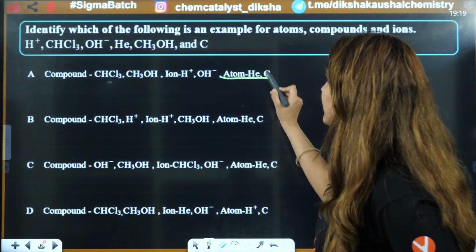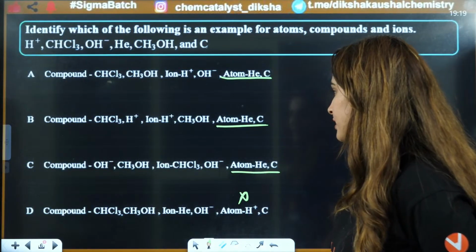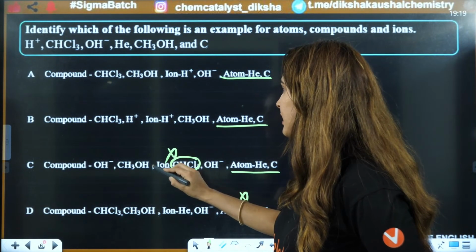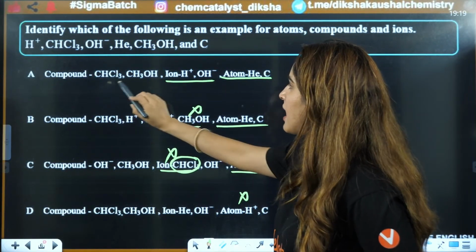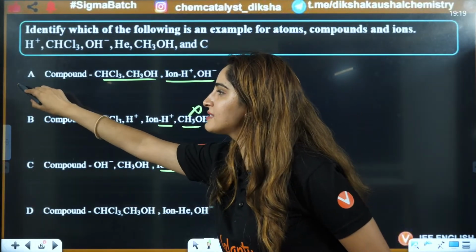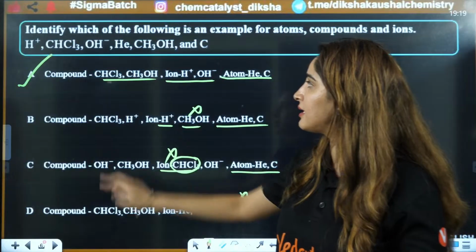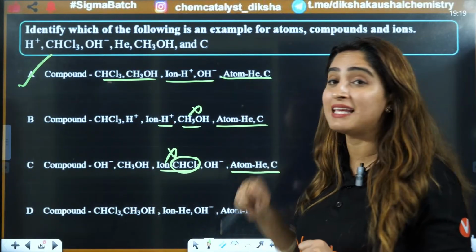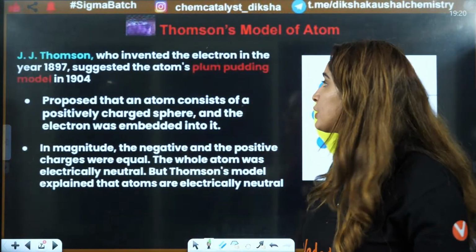Helium and carbon are atoms. This is not an atom. This is an ion. This is not an ion. This is an ion. This is not an ion. These two are ions, and these two are compounds. So we can say A is the correct answer. These are molecules which are bonded to each other. These are ions and these are atoms, which are not bonded chemically to anything.